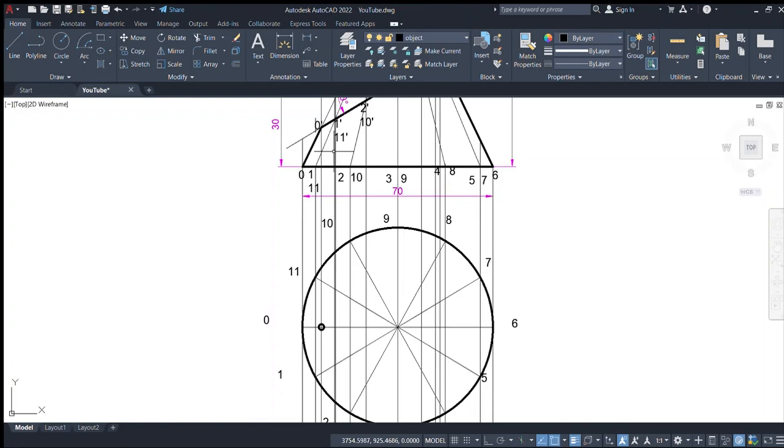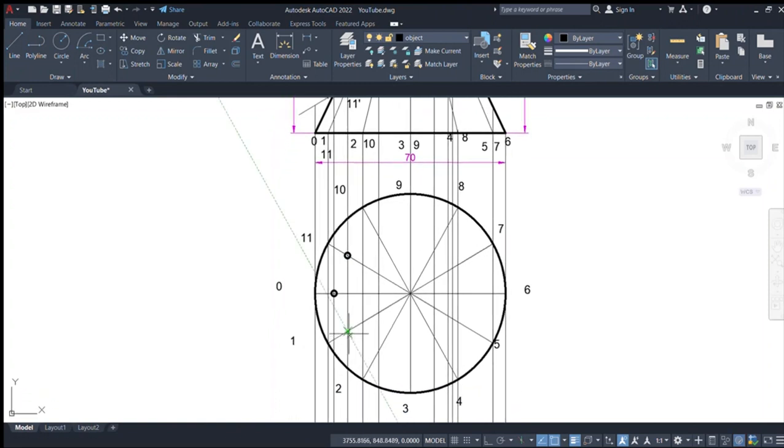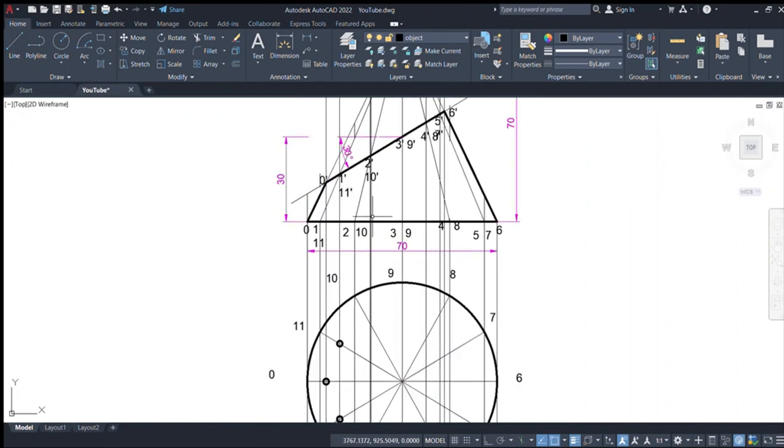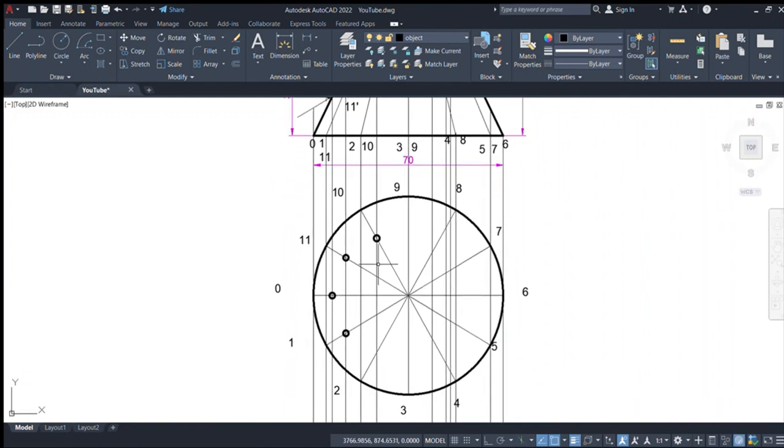Then go to this one. This is for points 1 and 11. So the same. This is the line. Follow it down. They intersect at that point. That's point 11, and also the same line intersects point 1 at this point. Come to points 2 and 10. They intersect, that's point 10, and line 2 here.